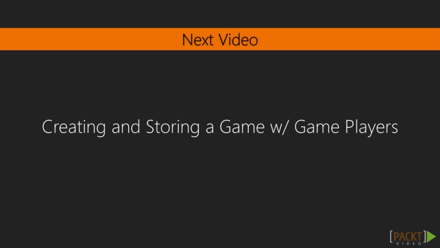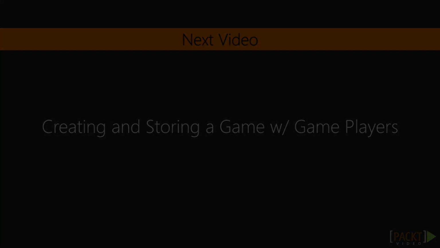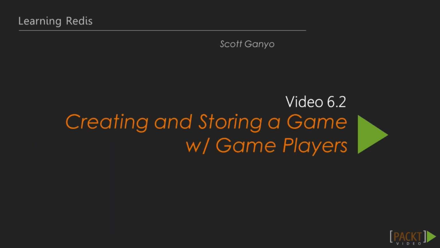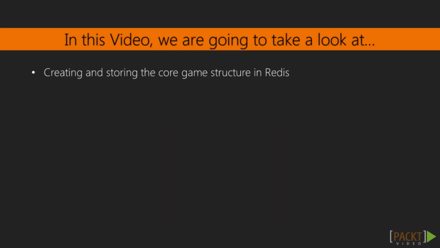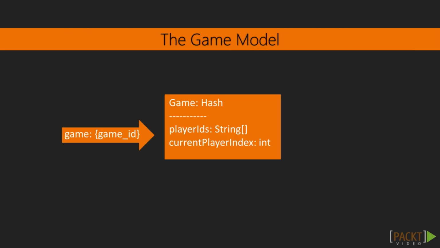So now we're good to start writing some code, and that's the subject for our next video, creating and storing a game. Video 6.2, creating and storing a game. In this video, we'll focus on our main object, the game. We'll work on creating, storing, and retrieving our basic game hash in Redis.